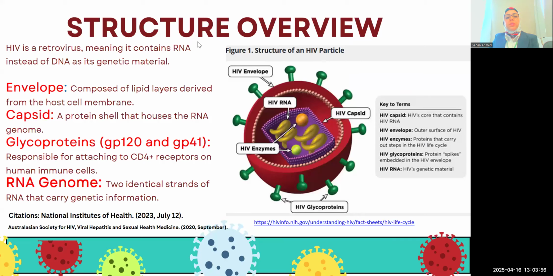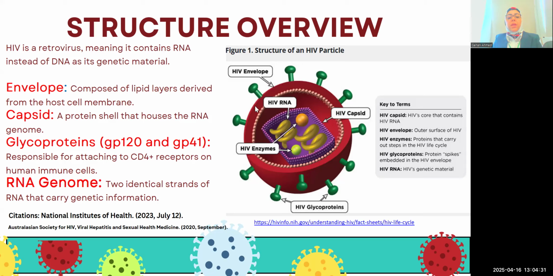If we talk about the structure of the virus, like any virus, we classify it as a retrovirus. Retrovirus means it is a virus which contains RNA instead of DNA as genetic material. Mainly it consists of 5 parts in a simple form. The envelope consists of a lipid bilayer derived from the host cell membrane.